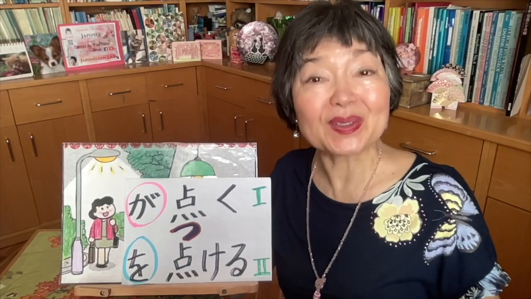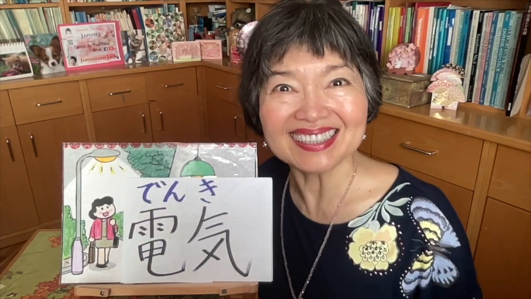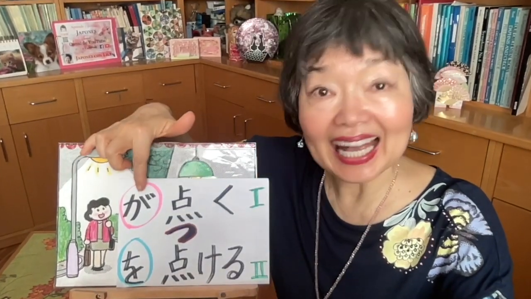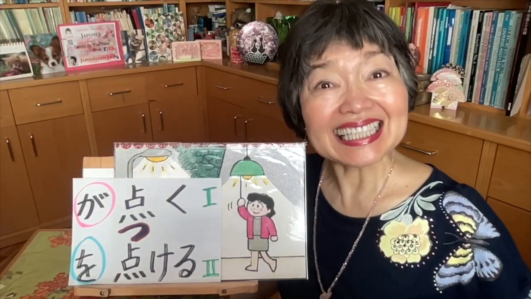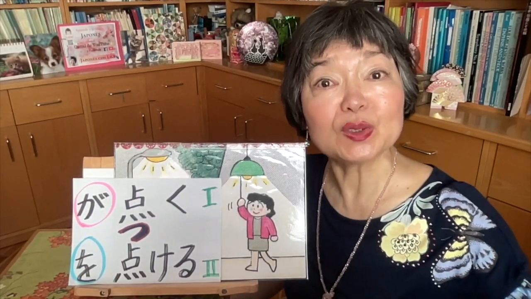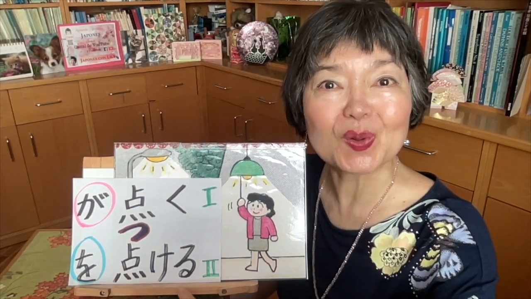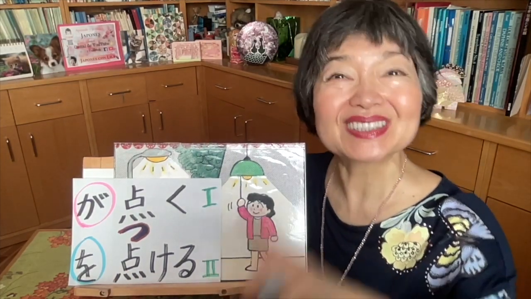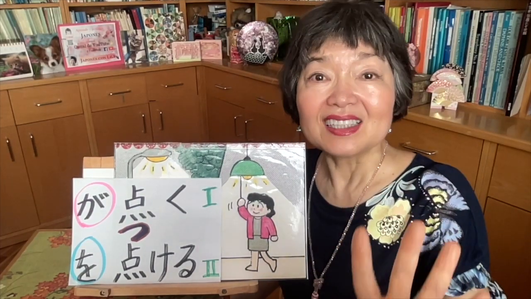But anyway, you can use hiragana. Oh, the light came on. Denki ga tsukimashita. The transitive verb, I turn on something, then something wo tsukeru or tsukemasu. This is group 2. So tsukemasu, tsukeru, tsukete, tsuketa, tsukenai.